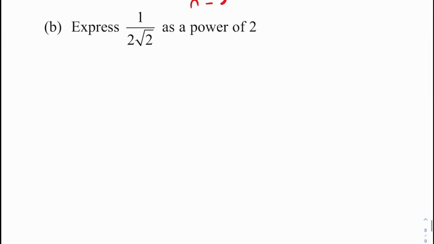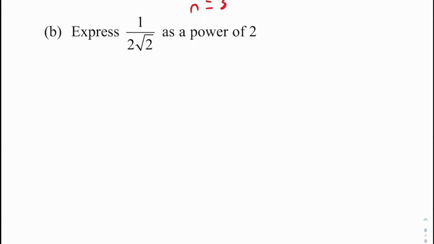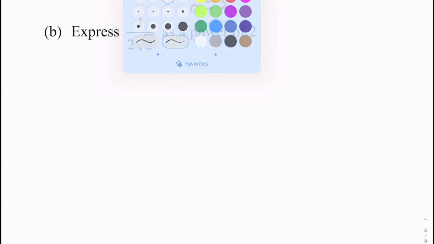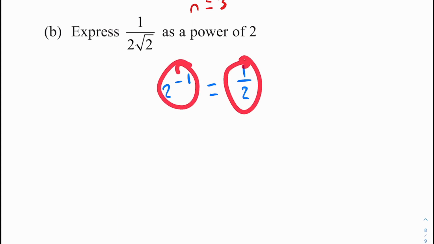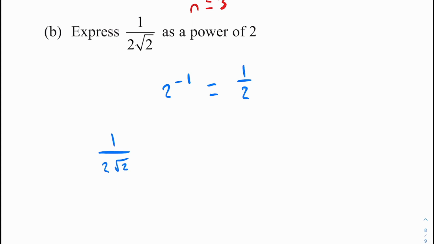Right, part B, express 1 over 2 root 2 as a power of 2. Right, so again we need to spot something here. We need to turn the half into a power of 2, and we can do this by saying that 2 to the power of negative 1 is equal to 1 over 2. So that's something to spot. 2 to the power of negative 1 is equal to a half. So we can then rewrite our 1 over 2 root 2. This is now equal to 2 to the power of negative 1 all over root 2.